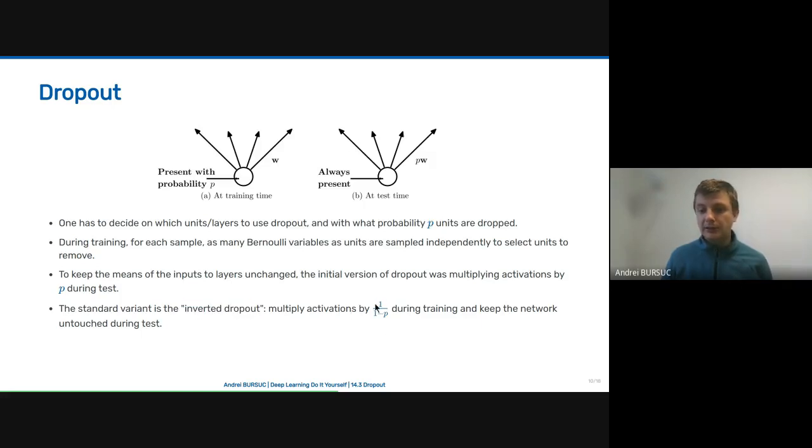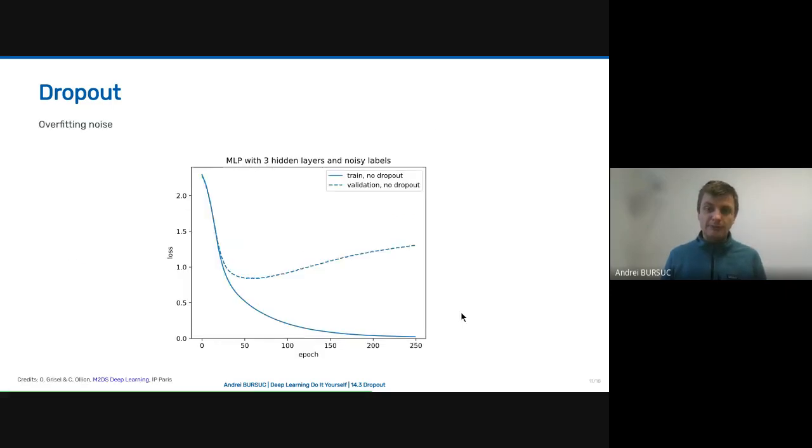So we multiply the activations by 1 divided by 1 minus p during training, and at test time we do not touch the network at all. I'll show you this in a moment with some code. But before that, let's see how it actually impacts training.